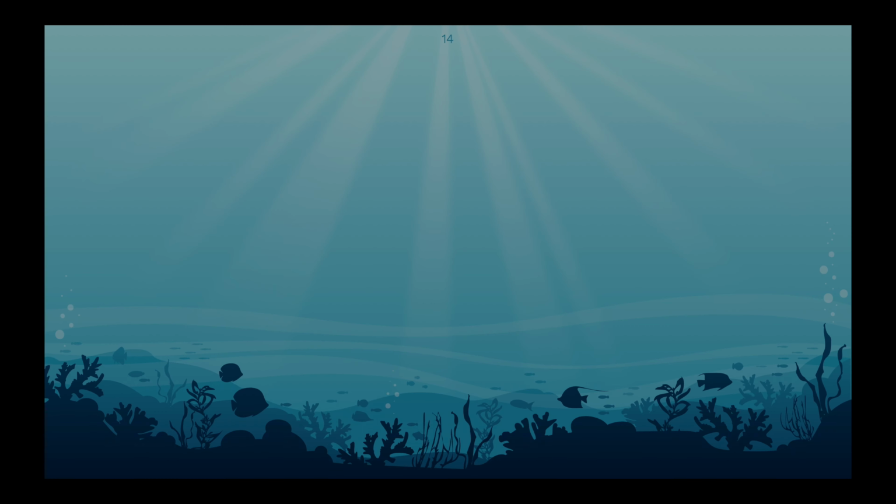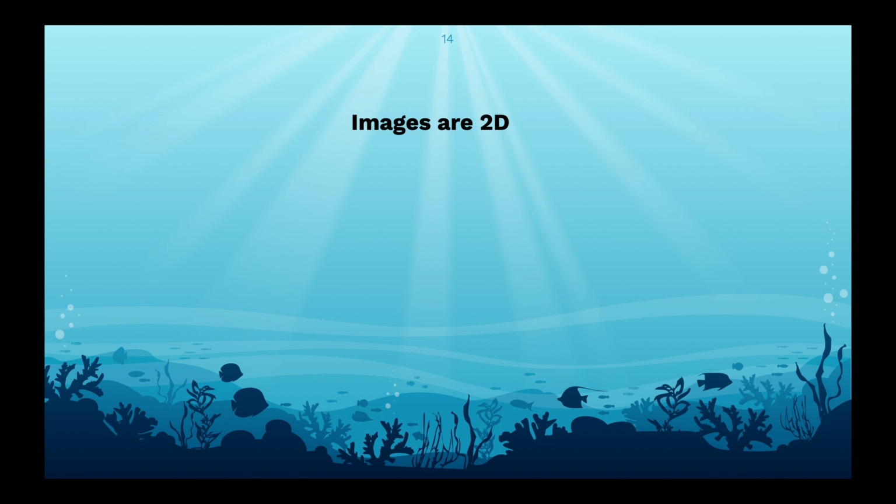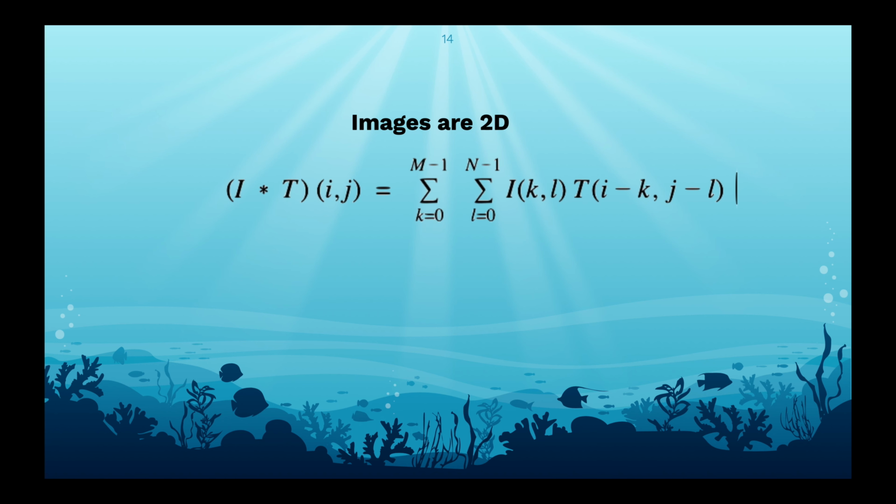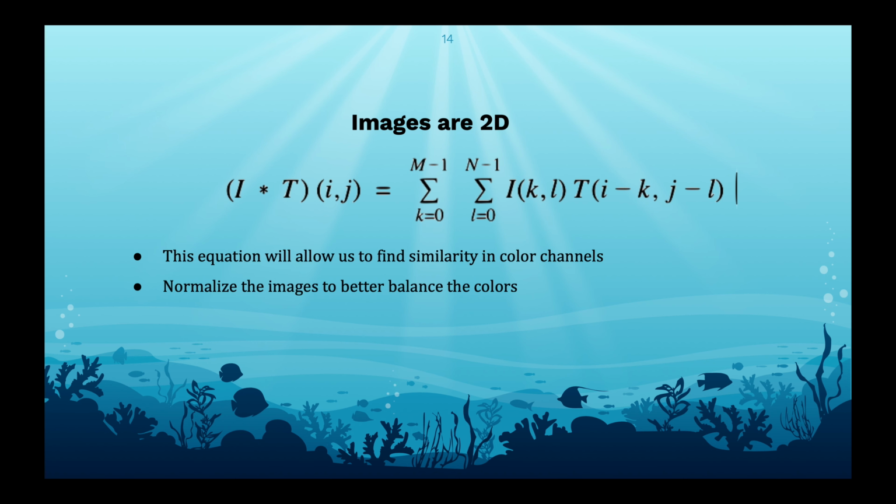Now images are 2D, and we need to modify our cross correlation equation to satisfy that condition. So now we just plug in 2 variables instead of 1. And this equation will allow us to find the similarity in color channels, which will allow us to normalize the images to better balance the colors.